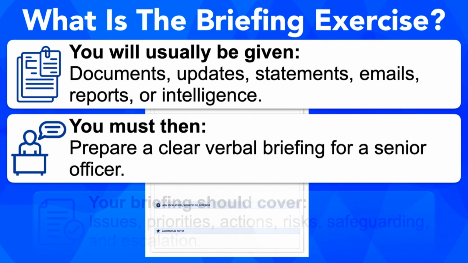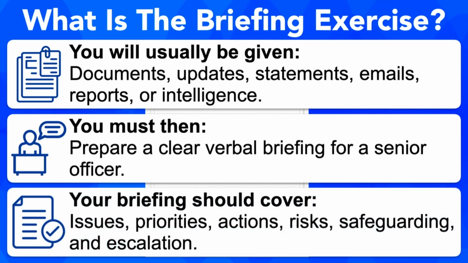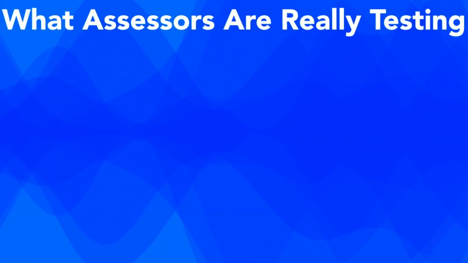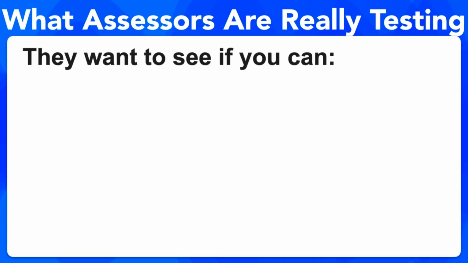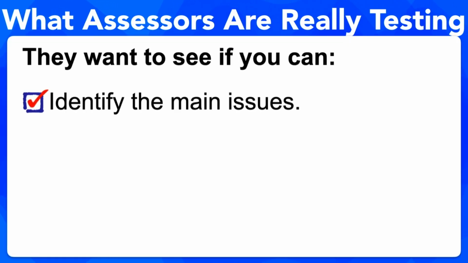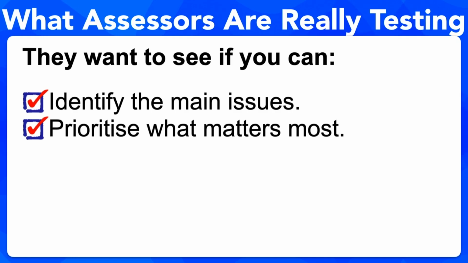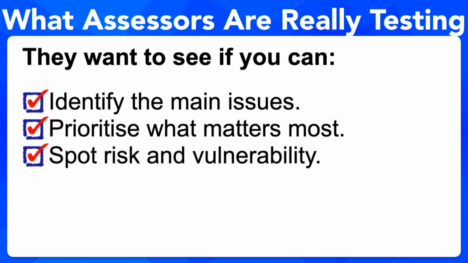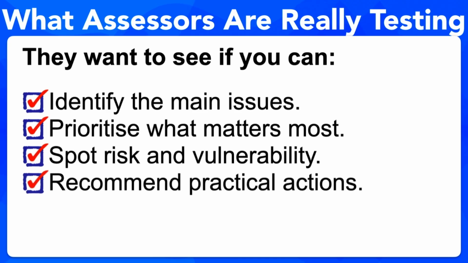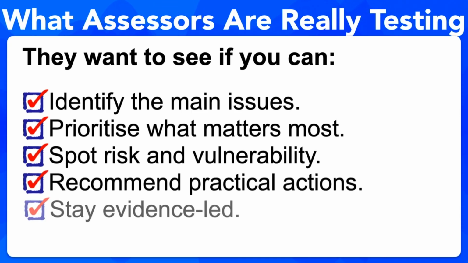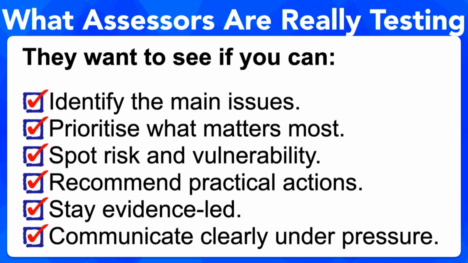Now, the exercise is testing whether you stay calm, analyse information, identify risk, and communicate your recommendations clearly. So you should cover the issues, the priorities, actions, risks, safeguarding, and any escalation if you feel it's needed in your answer. What are assessors really testing here? Well, they want to see if you can identify the main issues, whether you can prioritise what matters most, spot risk and vulnerability. That's very important, and I will come to that later on. If you can recommend any practical actions, stay evidence-led, and communicate clearly under pressure.